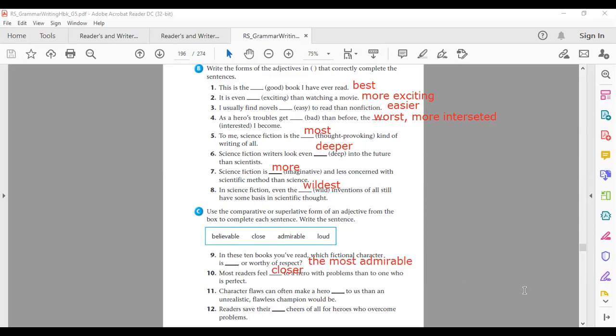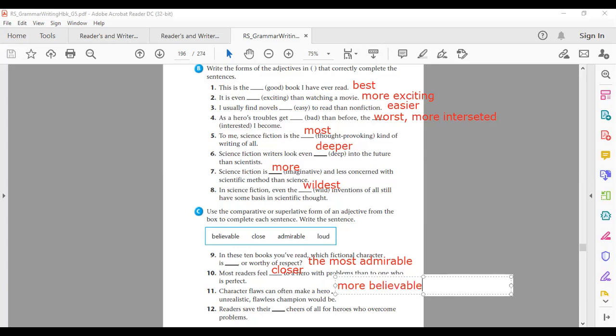Number 11. Amal, please save me. Characters' flaws can often make a hero to us than an unrealistic, flawless champion would be. Believable, very good. Put it in a comparative or superlative way. What do you think? More believable. Excellent job, because we have than. Thank you so much, wallahi.